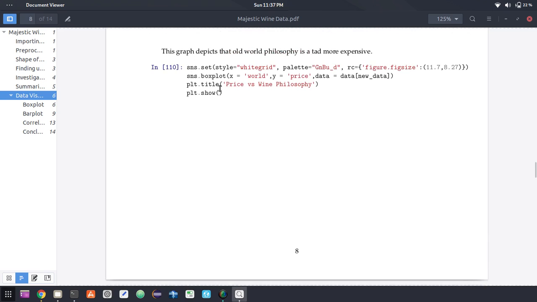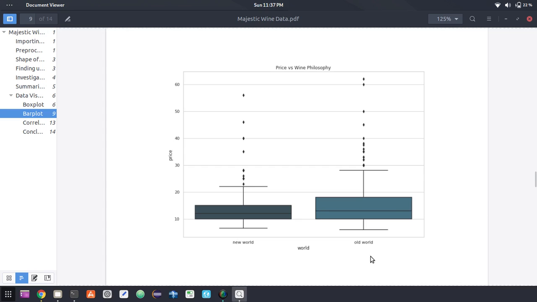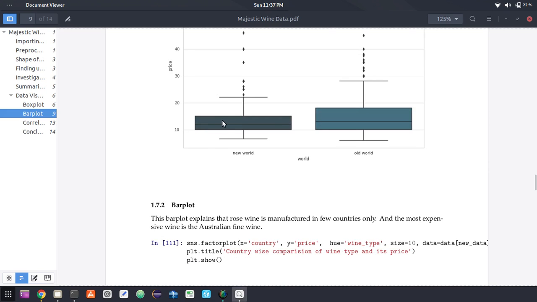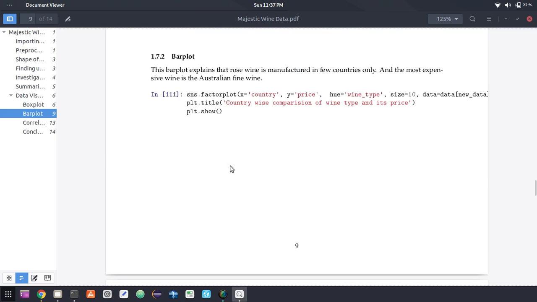Now let's see the price versus wine philosophy graph. The old world wine is a little bit more pricey. People pay more to get old world wine rather than new world wine. Not that much of a difference, because it's quite the same, but still there's a difference.